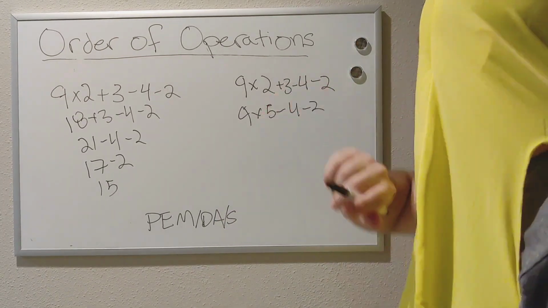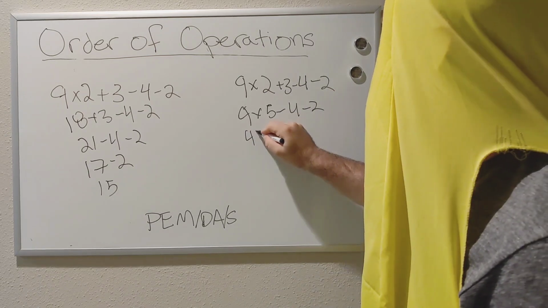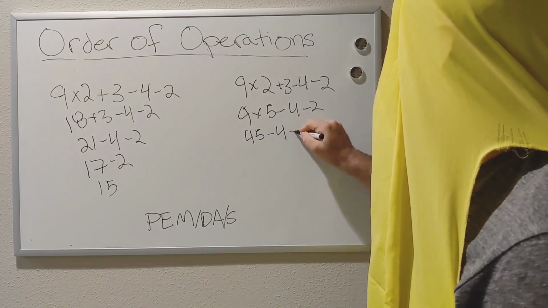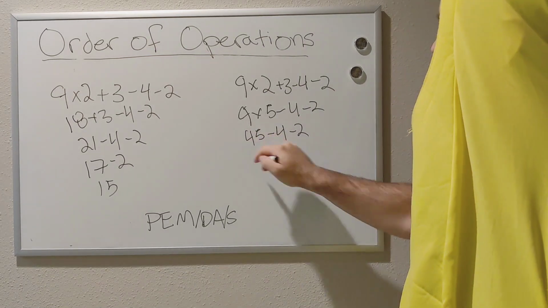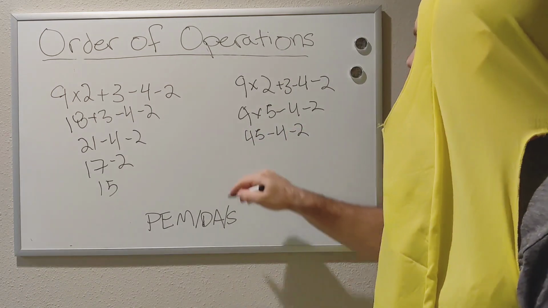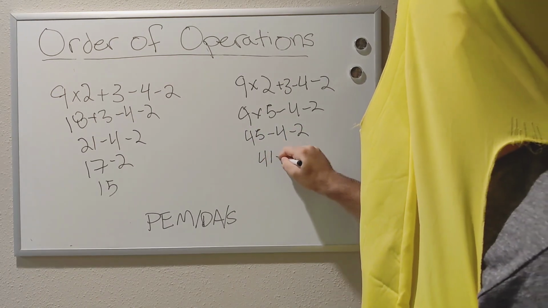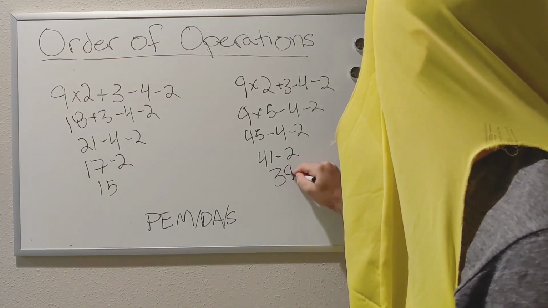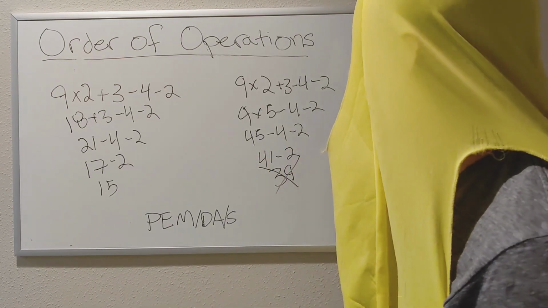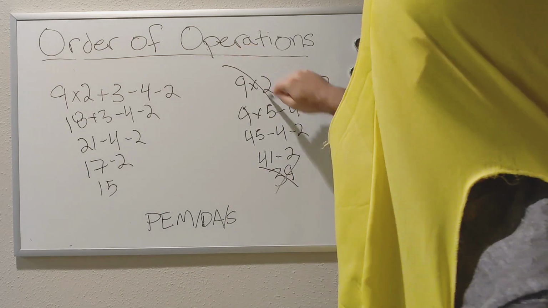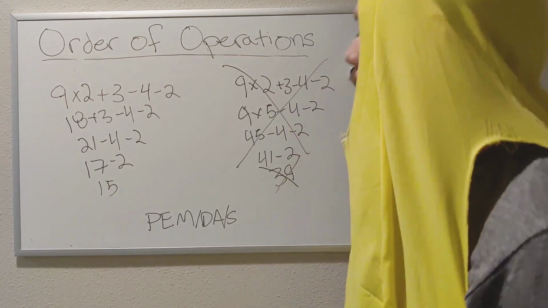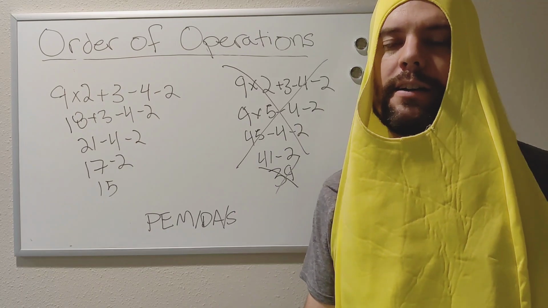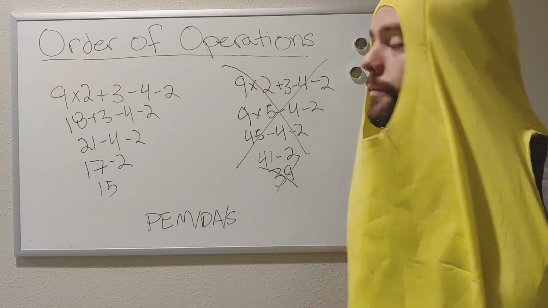Next, let's do the multiplication. 9 times 5 is 45. Minus 4 minus 2. Let's do this operation next. 45 minus 4 is 41. And minus 2. 41 minus 2 is 39. And this is the wrong answer. We did it in the wrong order. So now you can kind of get a sense as to why the order matters.